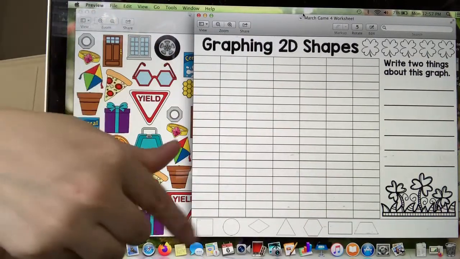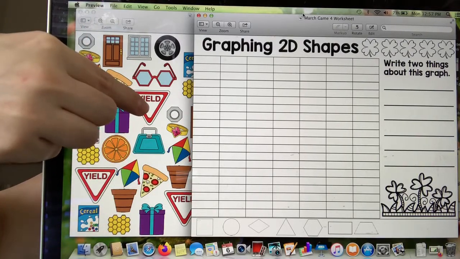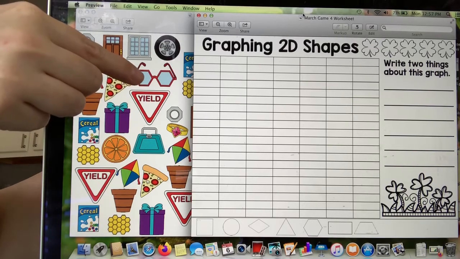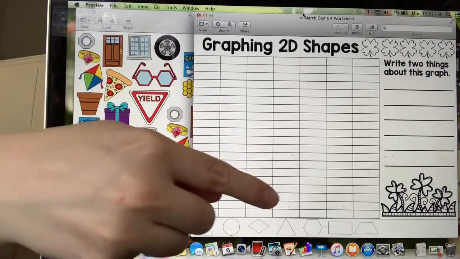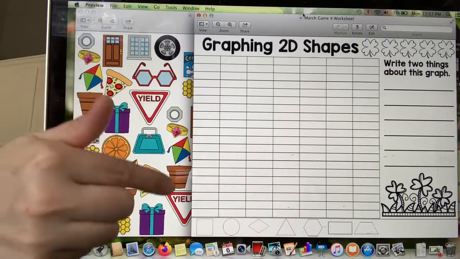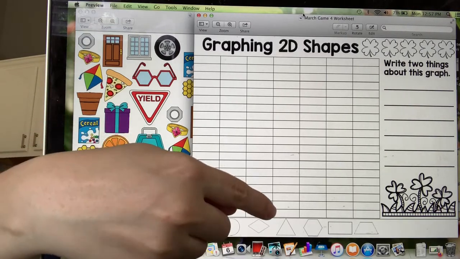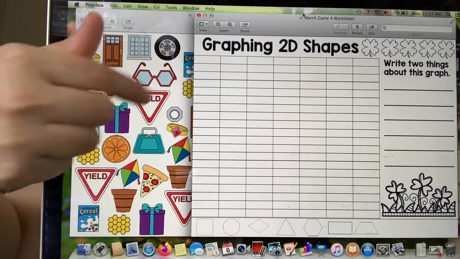Go ahead and find those shapes, and however many you count, like I see triangles in this sign. I see hexagon in these glasses. So go ahead, that would be 1 hexagon, so I'd go to the hexagon and color in the first box. I see right here, 1, 2, 3, 4 triangles automatically. So I would color in 1, 2, 3, 4 triangles. So you can mark them off or play it however you would like. And then it asks you to list 2 facts about that graph. So just tell me maybe which one had the most shapes, which one had the least shapes. It is completely up to you.